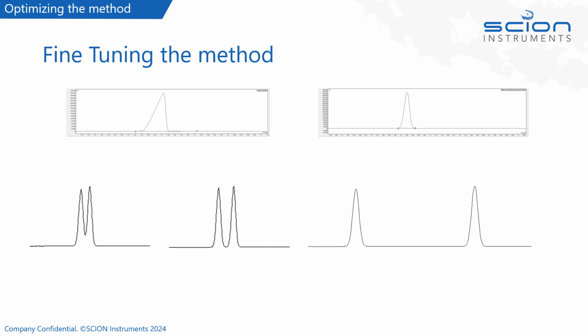So yes, we've got fantastic separation now, but perhaps we've slowed the oven ramp down massively. So that's going to obviously increase our runtime hugely and may not be beneficial. Maybe we want the throughput, so the second picture there would do us fine and would be much quicker.